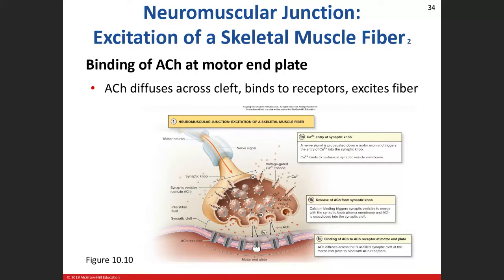So we're starting to trigger what we call an EPP, an end plate potential, okay, which is similar, not the same, but similar to a graded potential. They're small, they're local, right? They will die out, okay? Not like an action potential, which is an all or nothing thing. Once you get an action potential, it's gone. Right? So that's the first step.